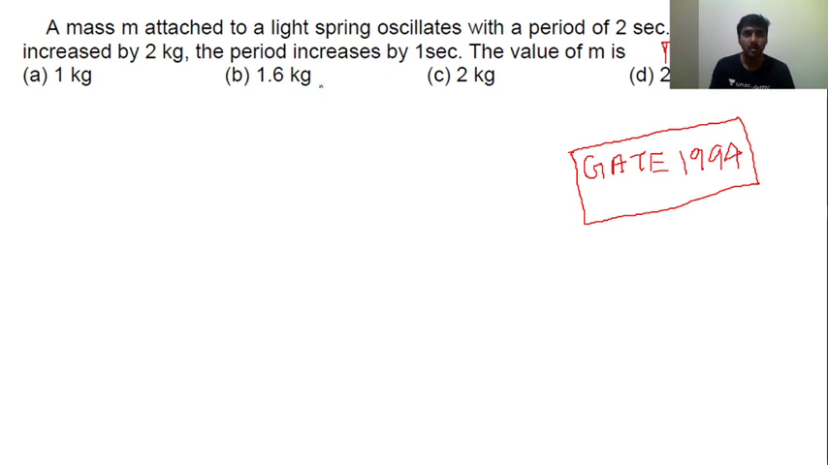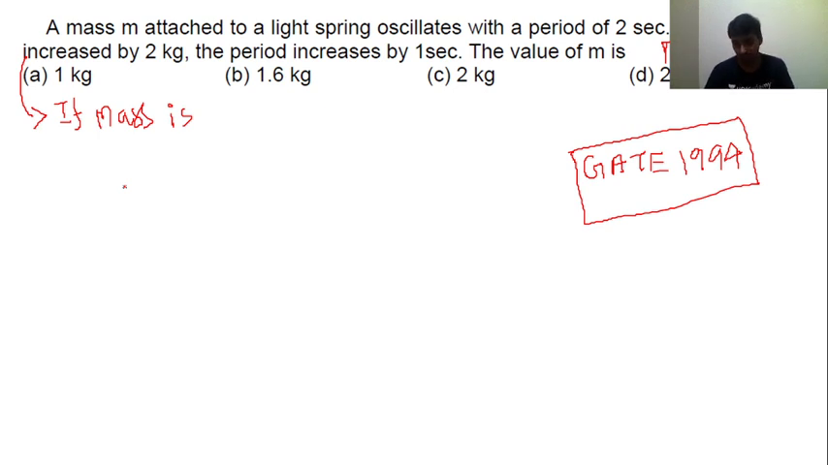Here, if a mass attached to a light spring oscillates with a period of 2 seconds, the hidden content behind my picture says: if the mass is increased by 2 kg, the period increases by 1 second.